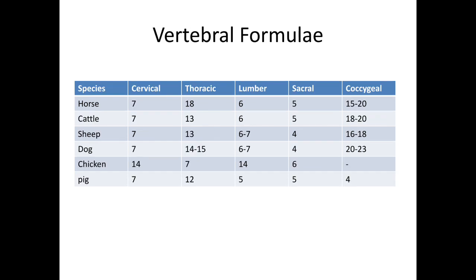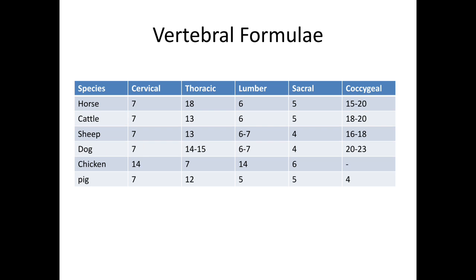If we talk about the vertebral formula, that of the horse is C7, T18, L6, S5, and Cy15 to 20, and that of cattle is C7, T13, L6, S5, and Cy18 to 20. That of the sheep is 7 cervical, 13 thoracic vertebrae, and 6 to 7 lumbar vertebrae, 4 sacral vertebrae, and 16 to 18 coccygeal vertebrae.